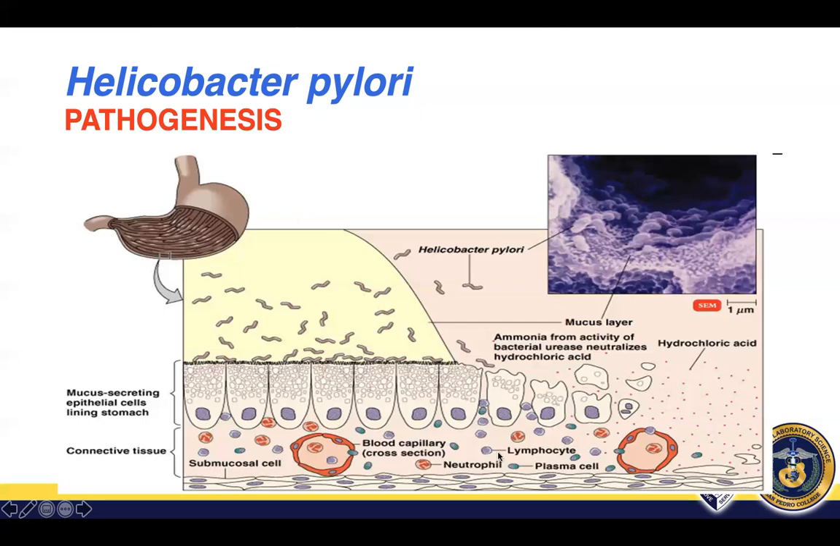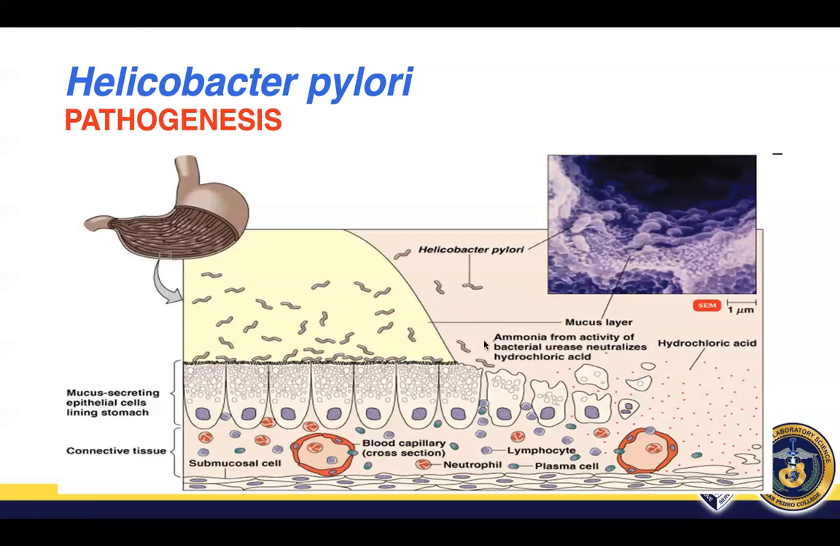Now, if there are damaged mucus-secreting cells, the amount of mucus covering the lining might lessen, and this may cause the acids to damage the mucus cells further, producing lesions or ulcers. The presence of large amounts of urease will produce large amounts of ammonia, and this is also detrimental to the naturally acidic environment.